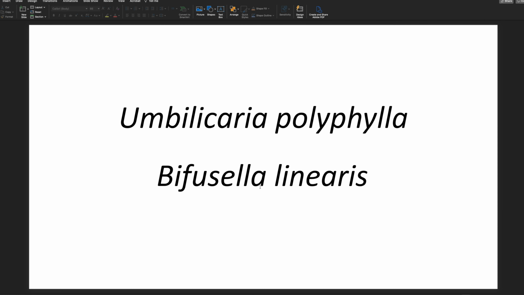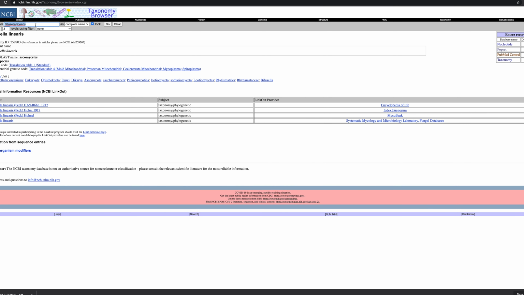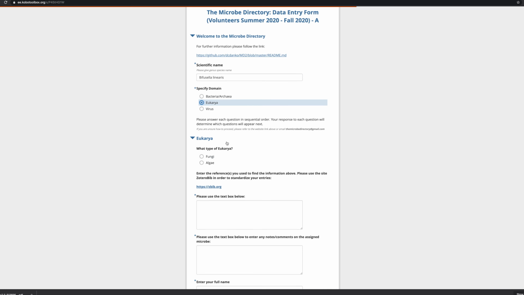And we're going to do the same as we did with the first. We're going to look at the lineage or the taxonomy. We're going to go to NCBI. We're going to paste our species right here. And we're going to see that, in fact, this is an eukaryote that belongs to Ascomycota as well. The family, the genus, and so on. So again, we're going to start by putting on Kobo this scientific name. It belongs to eukaryote. It belongs to a fungi.